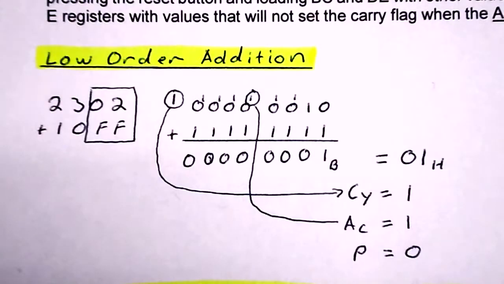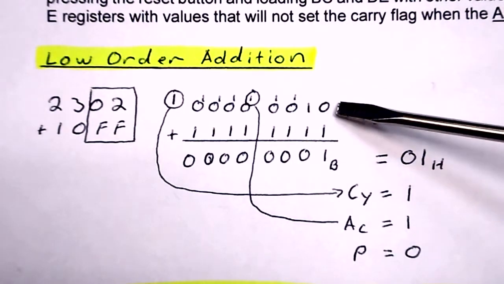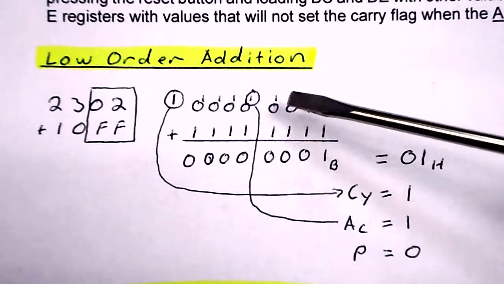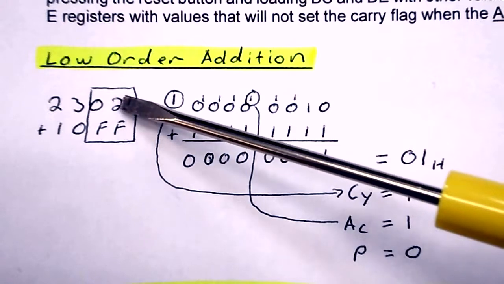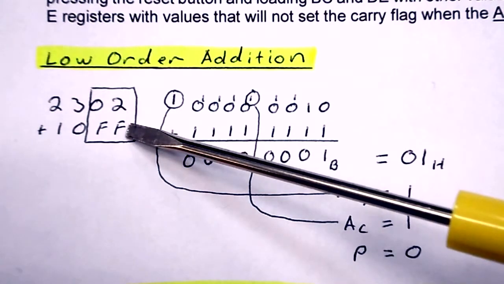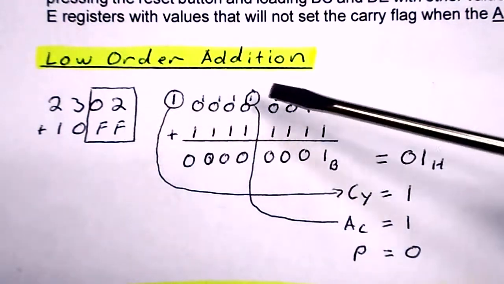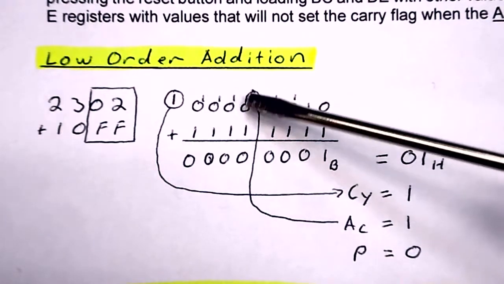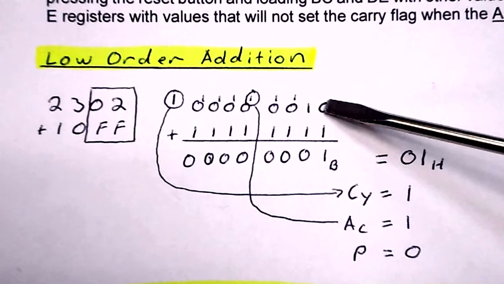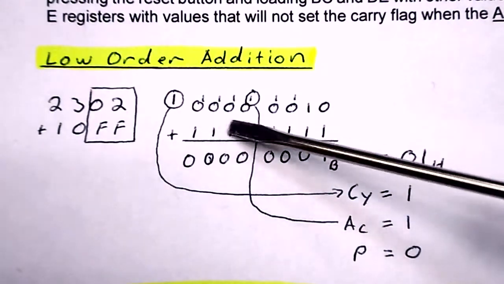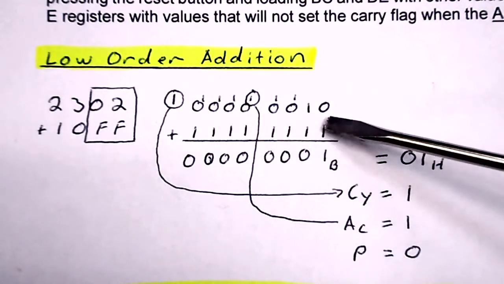So in order to figure out what the flag register is going to contain, we have to do the calculation based on binary numbers. So we're going to start with the low order addition. We're going to start with 02 plus FF. You have to remember 0 is 0000 and 2 is 0010. And then F is just 1111, 1111.